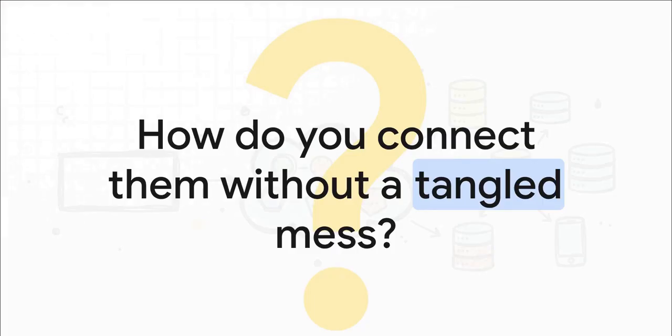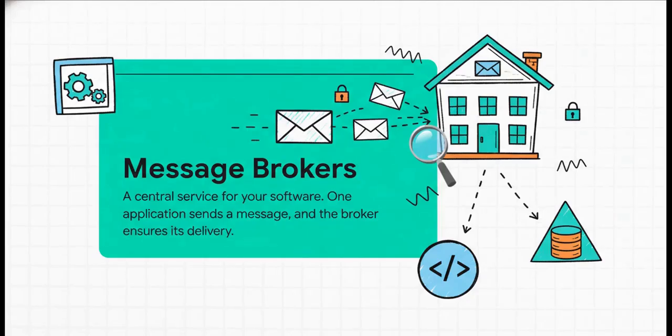So what do you do? I mean, you could connect every single system directly to every other system, but you'd quickly end up with this fragile, tangled web that everyone calls spaghetti architecture. It's a total mess and impossible to manage. There's got to be a better way, right? And there is. It's called a message broker.